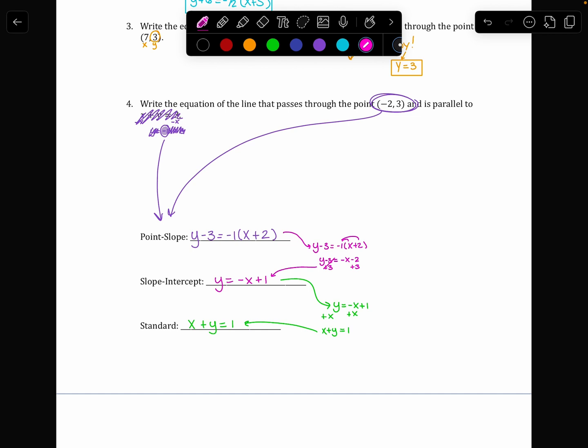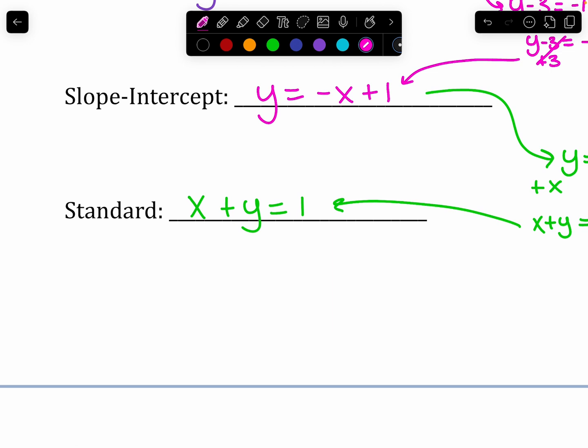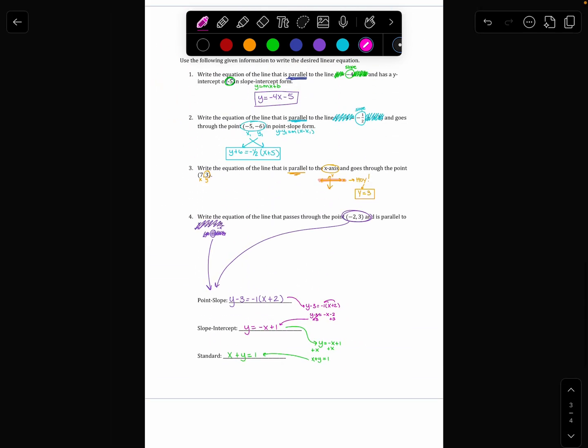Now, as a reminder, this one's not too bad, but as a reminder with standard form, you cannot have a negative a value and you can't have any fractions or decimals. We didn't have that here, but you might see that later, like on your homework tonight, okay?